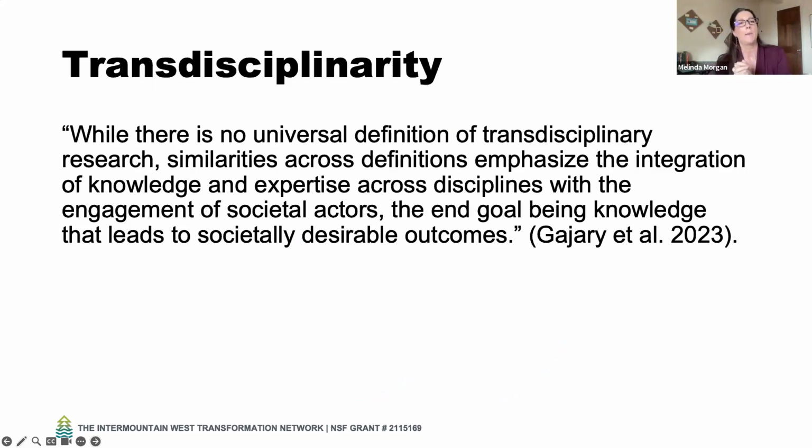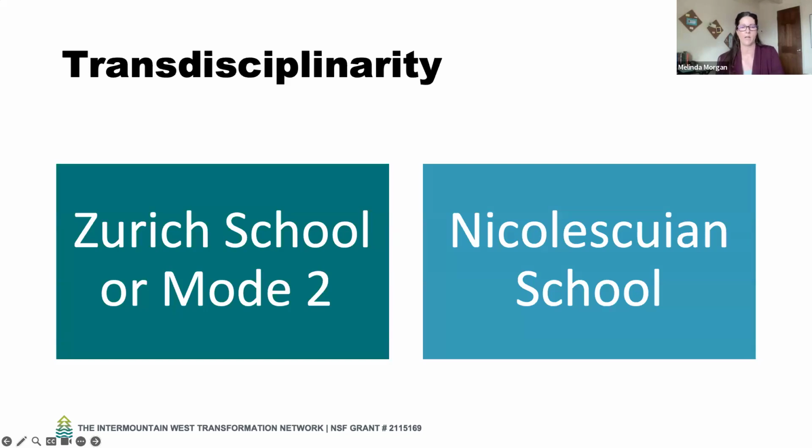So what is transdisciplinarity? This is a recent paper that shares that there really is no universal definition of transdisciplinarity, but in general, there's a recognition that there's integration of knowledge and expertise across disciplines, and the engagement of societal actors with an end goal of reaching societally desirable outcomes. I would say that this definition does look a lot like convergence in many respects, but I would also say that this definition reflects one school of transdisciplinarity, and that in reality, there are two schools of transdisciplinarity that exist in the literature when you look more closely. There's the Zurich school, or what's sometimes called the Mode 2 school, and also the Nicolescuian school.